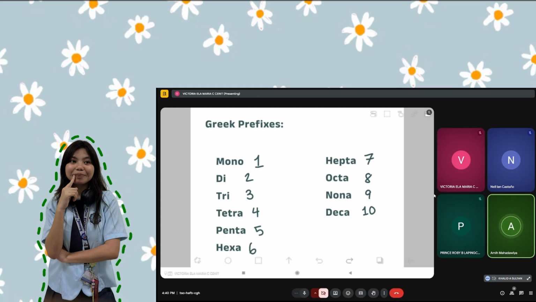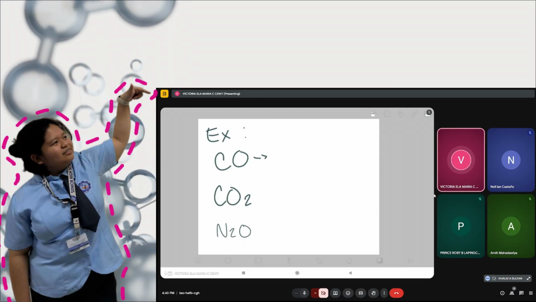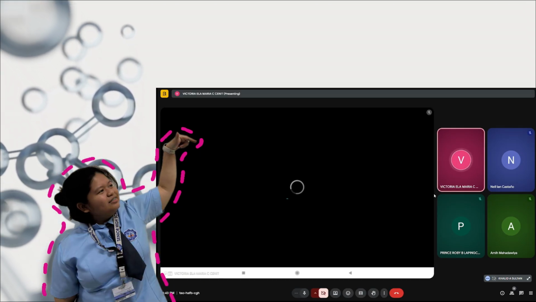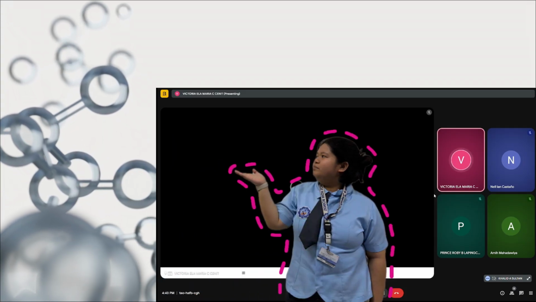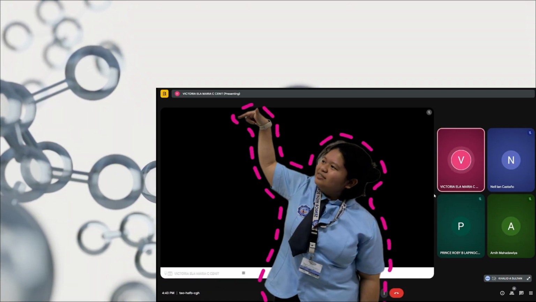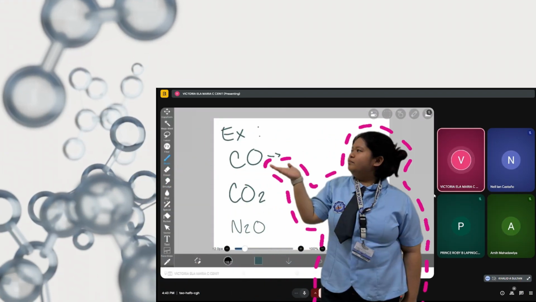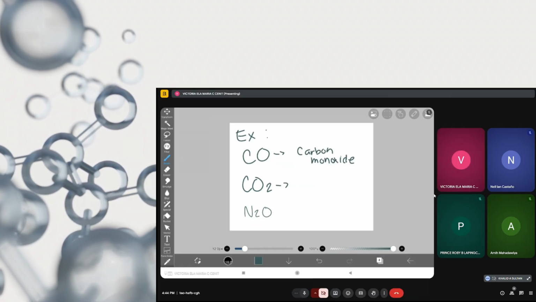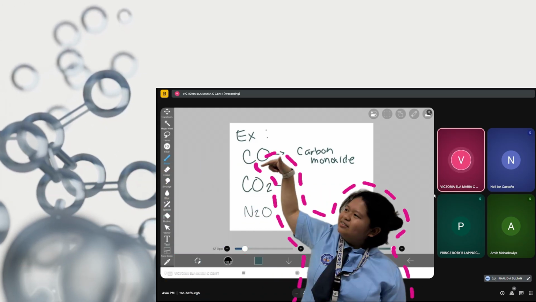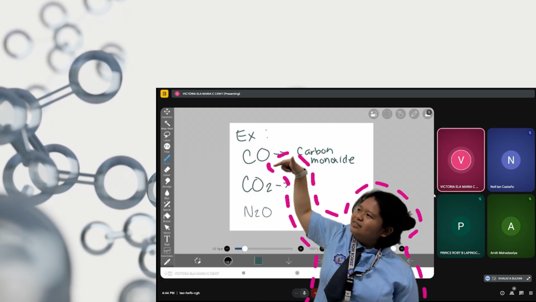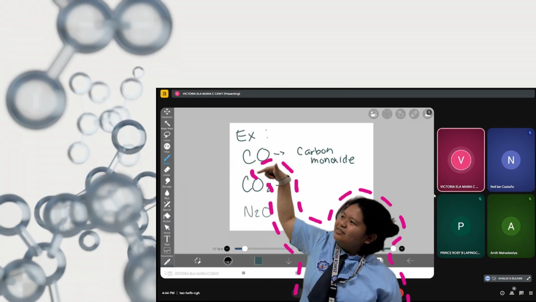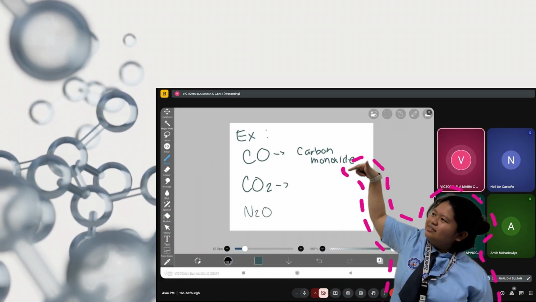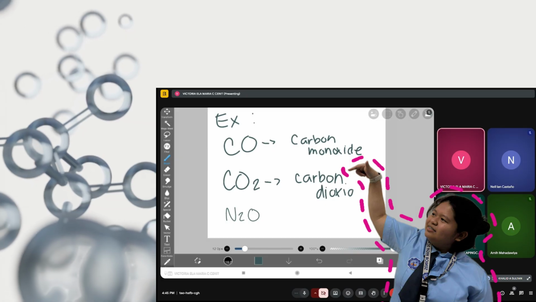Perfect. Let's go through three examples. So for example 1, we have CO, and carbon comes first since it's less electronegative, and oxygen second with the suffix "ide." Since oxygen has only one atom, we use the prefix mono, which makes carbon monoxide. For example number 2, we have one carbon and two oxygens. Since carbon is the first one with only one atom, we don't have to add mono. So it becomes carbon dioxide since there are two oxygens.